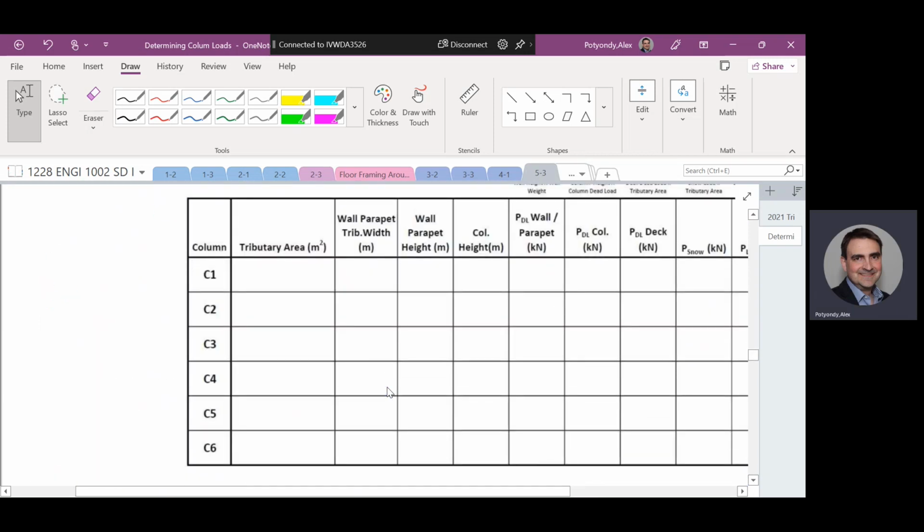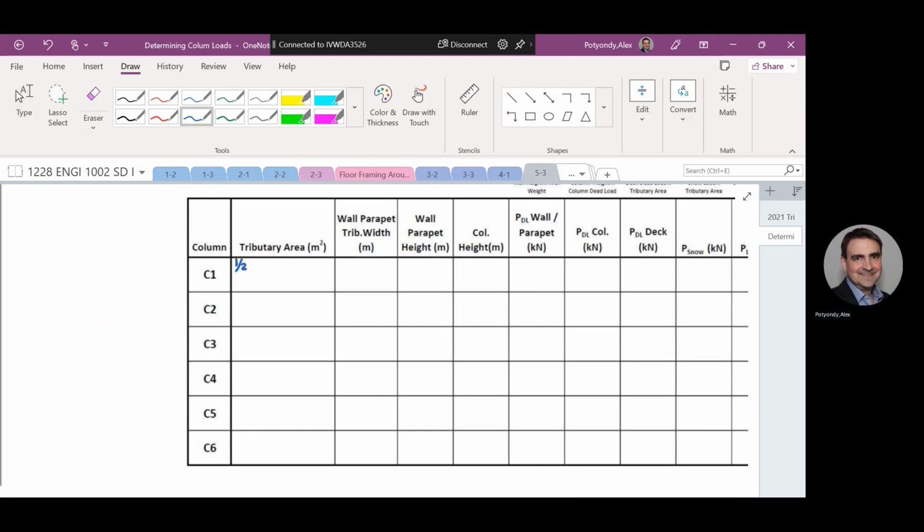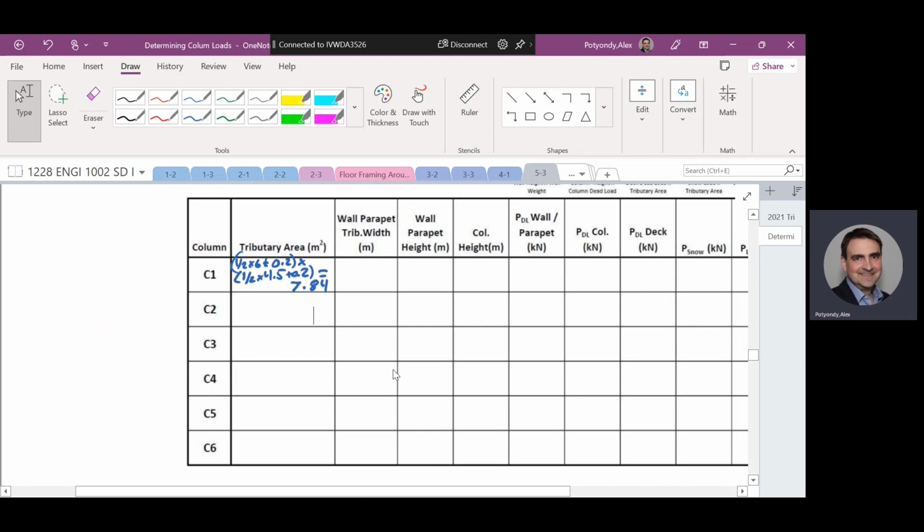Okay. And I can go so far, go to my next page here. Well, I have my tributary area here, and I'll just even rewrite it. 1/2 times 6 plus 0.2. And that's going to be multiplied by 1/2 times 4.5 plus 0.2. And that equals 7.84. All right.